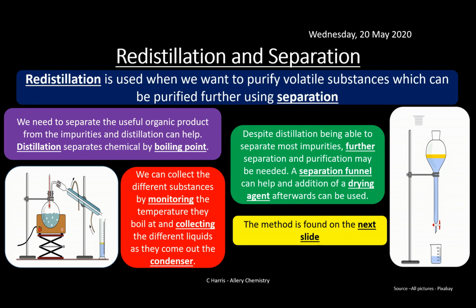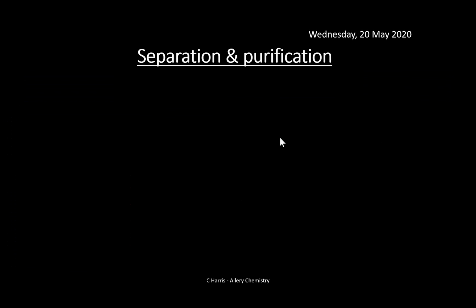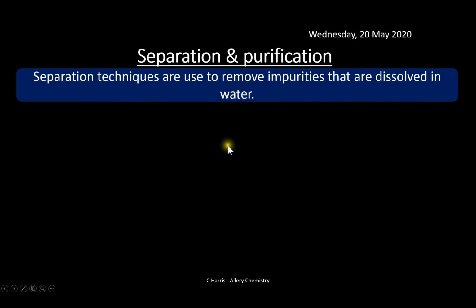You might have seen this before, but separation is where you have a large flask like this with a big bulb on the top of it. A separation funnel can help: if we add a drying agent into our substance, that can help to remove water. The drying agent will dissolve in the liquid, and effectively we can remove water from it, filter it through, and separate our compounds. Let's have a look and see how that works. Separation techniques are used to remove impurities that are dissolved in water.